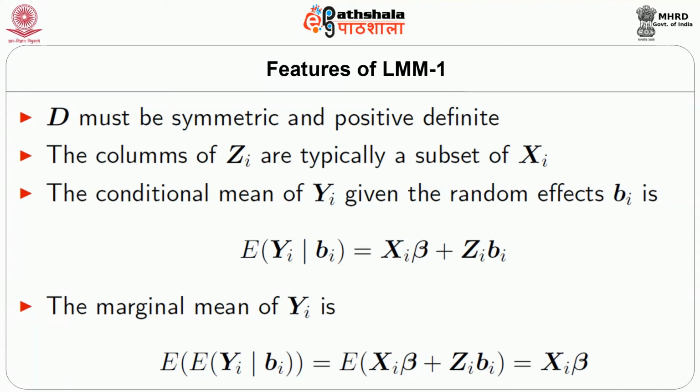The conditional mean of yi given the random effects bi is the expectation of yi given bi, and that is nothing but xi beta plus zi bi. So conditional on bi, the mean of yi is xi beta plus zi bi. The marginal mean is obtained by taking the expectation of the conditional mean. So the expectation of xi beta plus zi bi is xi beta plus zi times the expectation of bi, and it comes out to be xi beta because the expectation of bi is 0.